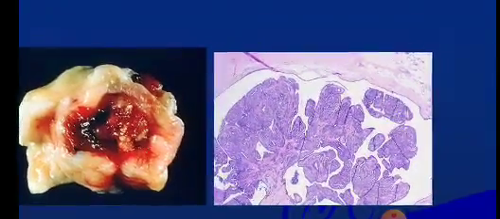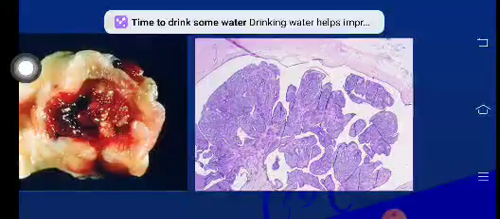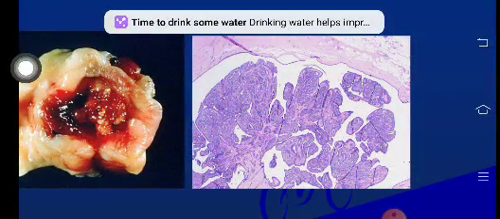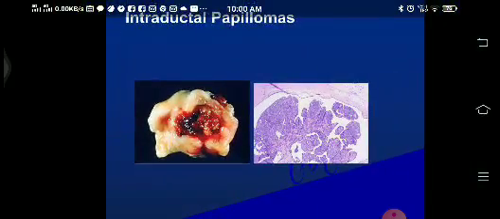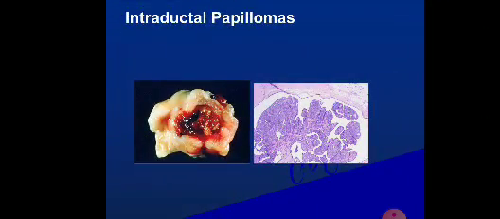When they cut this section and we see it microscopically, you can see this is an open ductal cystic structure, the dilated duct, and the papillary fronds formed of fibrovascular core and the proliferation of the ductal epithelial cells. So this is the intraductal papilloma.